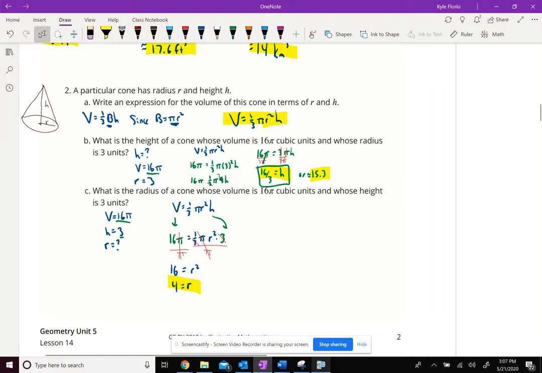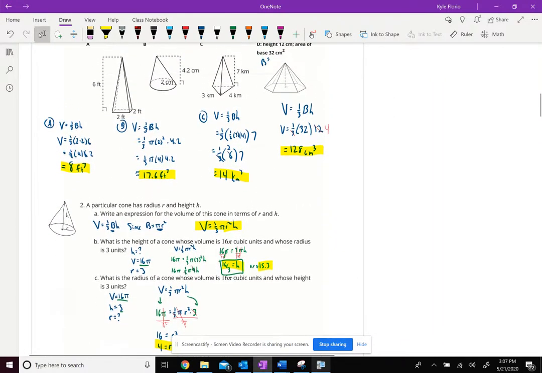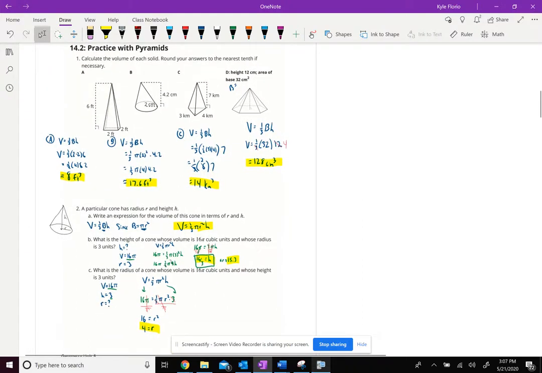Anyways, so this is, again, just practice. Here's a formula. Can you apply it? Can you plug numbers in and solve for the missing variable? So it's a lot of Algebra 1 and just applying Algebra 1 with geometry formulas.